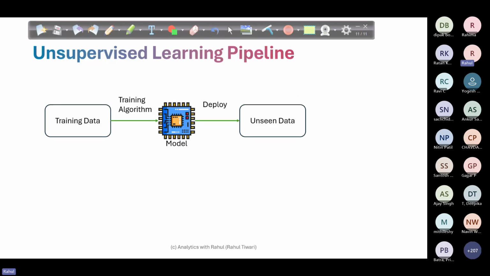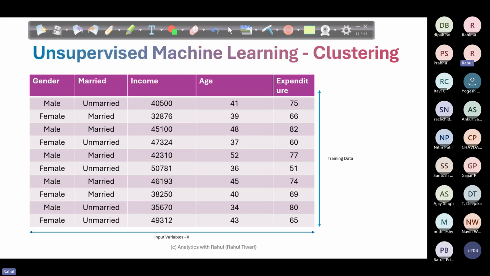Again, here is the pipeline for your unsupervised machine learning data. Here, there is nothing like validation data. There is nothing like testing data. We have just the training data on which the machine will learn and understand, and that is it. I'll deploy the model, and on the unseen data set it will create the clusters based on the features of that particular student.